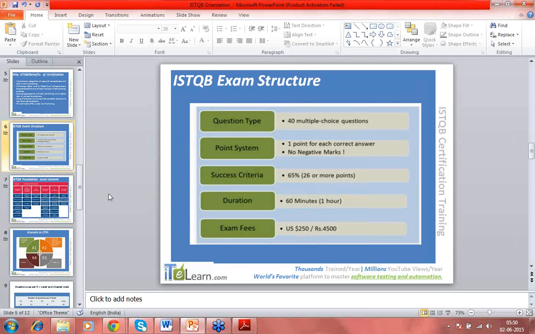And the examination structure is all multiple choice questions. You will get 40 questions, and each question carries 1 point, and there is no negative marking for any of the questions. The success criteria is that you should score at least 65%, so that means you should score 26 or more points. At least you should score 26 to get the certification. The duration of the exam is 60 minutes, which is 1 hour, wherein you need to answer 40 questions. So I think it's a good amount of time.